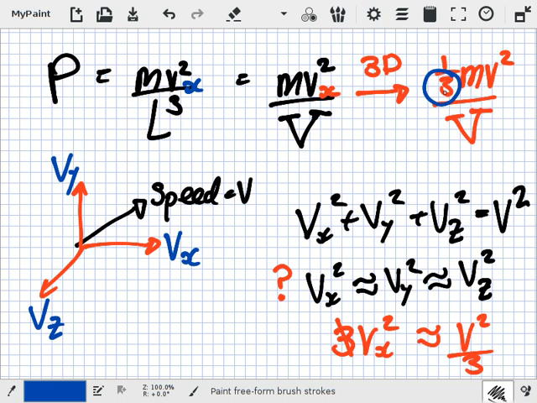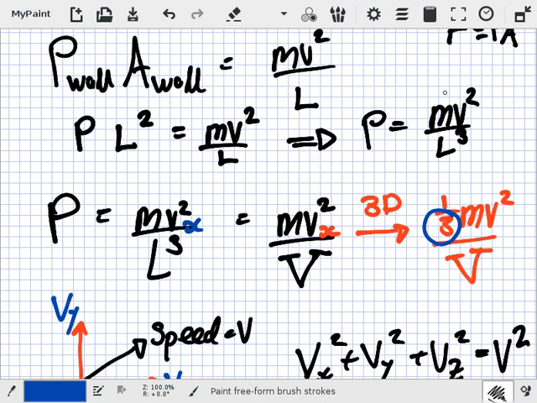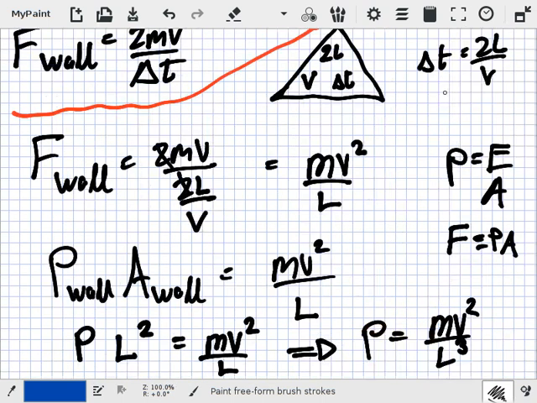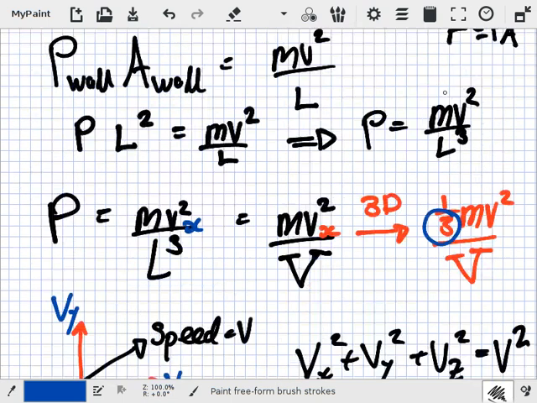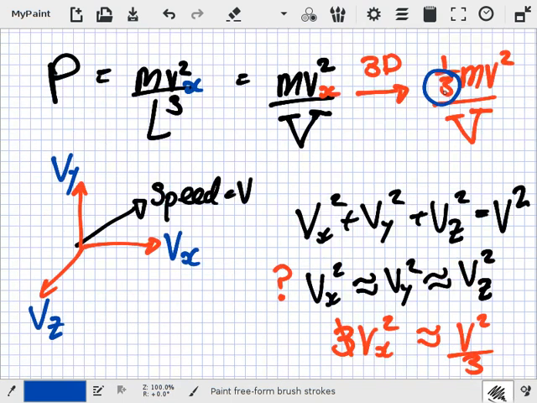Scroll up. MV squared is negative? Yeah, I dropped the minus because the minus was because the wall is pushing the particles to the left. But I wanted to know what is the force the wall feels outwards, you know.